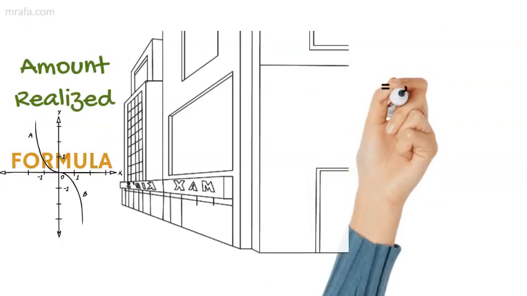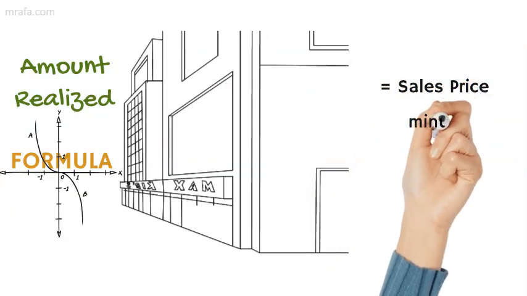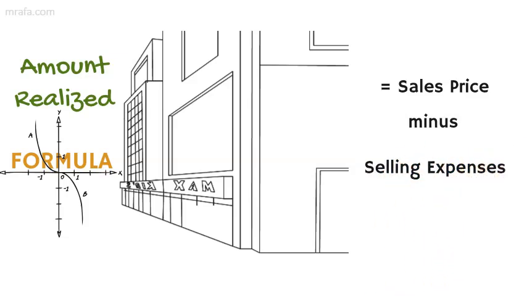So how much is the amount realized, or how much is the property sold to you, that you had to note as the sales price or the amount realized? So there's a formula. It's not just the sales price. You actually deduct the selling expenses. So the sales price less selling expenses is the amount realized.